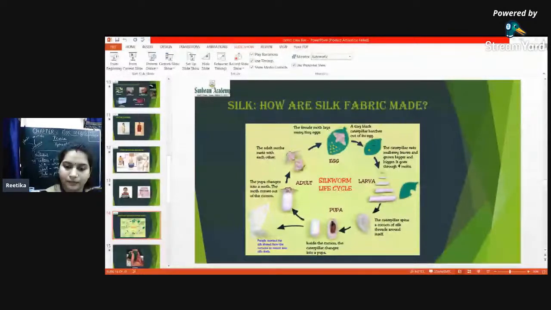See beta, there is a difference between the materials. Summer clothes are made with only cotton. See, cotton allows the air to pass through it. In the summer season, what happens? We feel very hot, isn't it? So the cotton clothes allow the air to pass through the material, so we'll feel normal, like the temperature will be normal and we'll feel cool. Okay. Anything else? Any doubt?